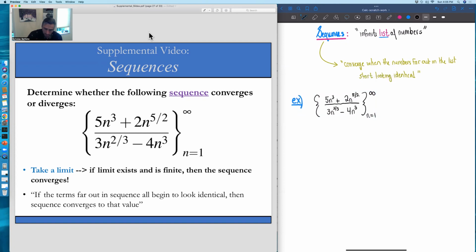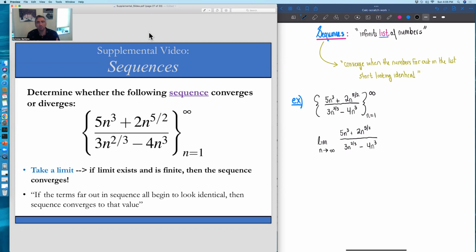So with sequences, since these are infinite lists of numbers, the mathematical tool that helps us ask what the terms really far out in the list look like is our limit. So we take the limit as n goes to infinity of the sequence function. In this case, 5n cubed plus 2n to the 5 over 2, all over 3n to the 2/3 minus 4n cubed.